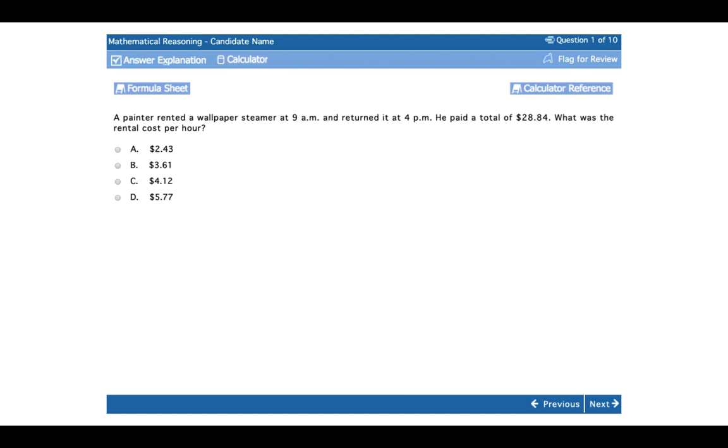A painter rented a wallpaper steamer at 9 a.m. and returned it at 4 p.m. He paid a total of $28.84. What was the rental cost per hour? Now, there's a couple of ways that you can do this. I'll show you the by the book way that you can do it first.